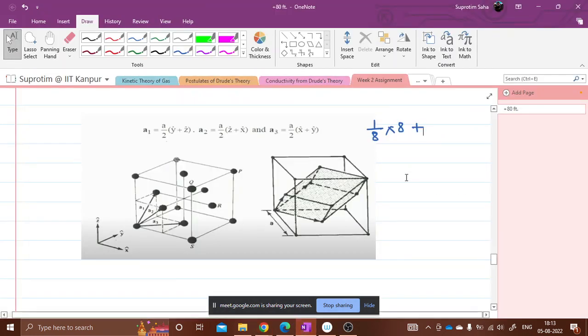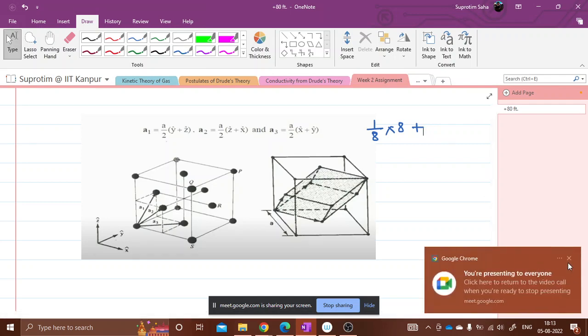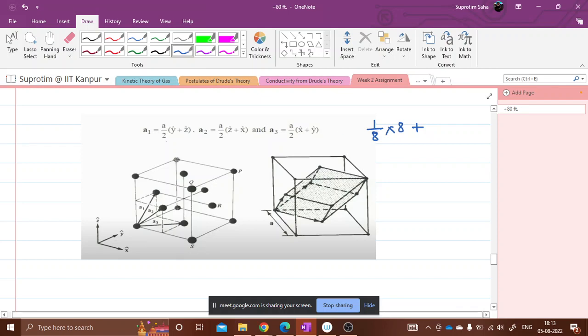The 8 atoms are sitting at the 8 corners, and they are shared between 8 cubes, so 1 by 8 times 8, plus the atoms are also sitting at the faces, so half times 6, which gives you a total of 4 atoms. This is your FCC lattice, meaning face centered cubic. So it has 4 atoms, and this can't be a primitive unit cell. All right. So this is a non-primitive unit cell.